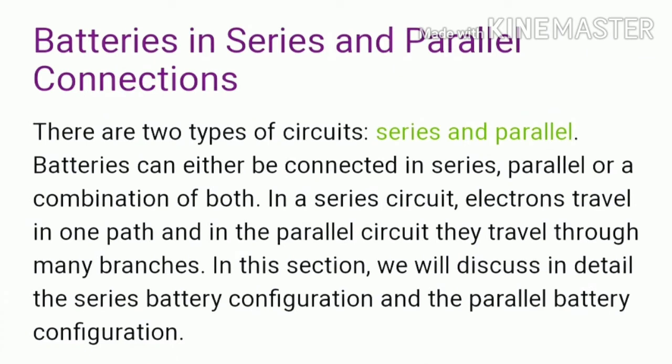Batteries in series and parallel connections. There are two types of circuits, series and parallel. Batteries can either be connected in series, parallel, or a combination of both. In a series circuit, electrons travel in one path, and in a parallel circuit, they travel through many branches. In this section, we will discuss in detail the series battery configuration and the parallel battery configuration.